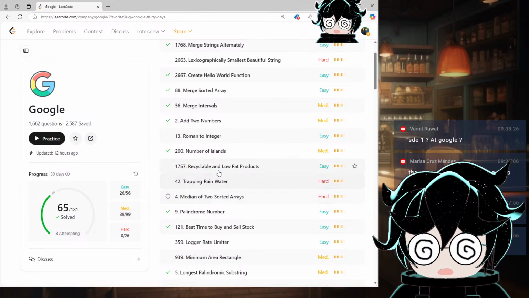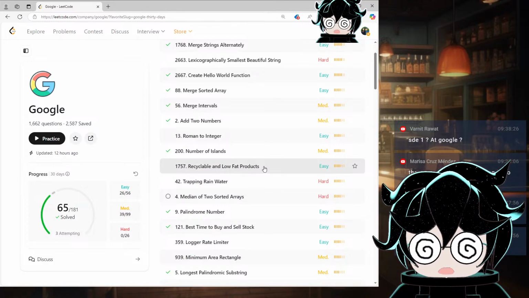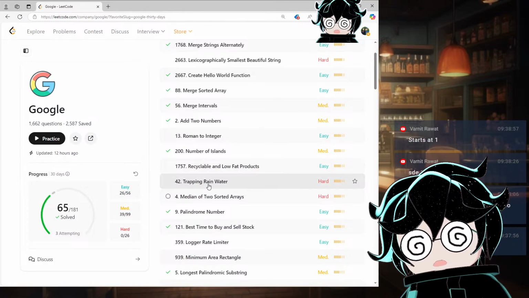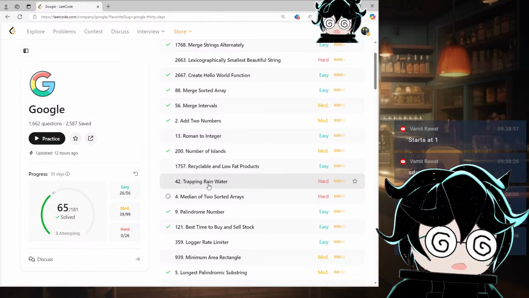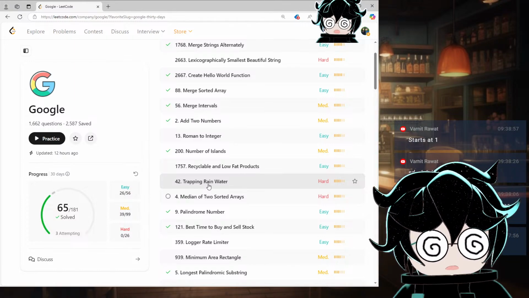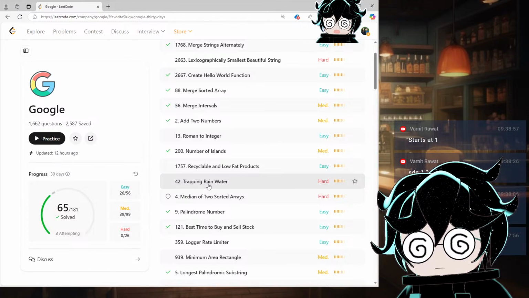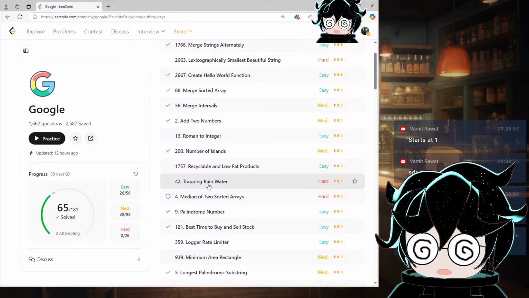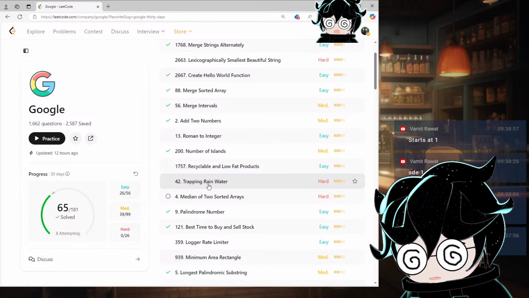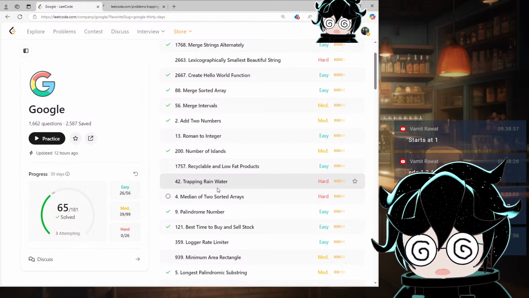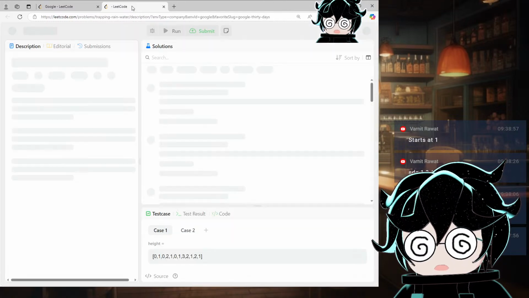Okay, so we don't do this one. No SQL. Trapping rainwater starts at 1. Okay, then probably 2. Yeah. No, do we want to do another hard problem? I don't want to do another hard problem already. We've done hard problems the past 2 days.